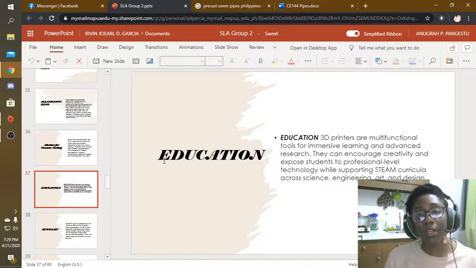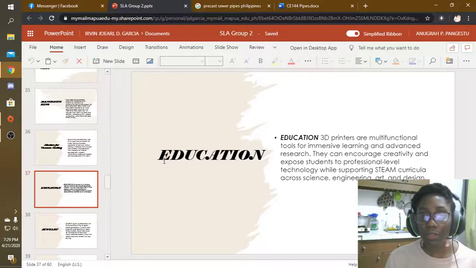Very, very important. So, education: 3D printers are multifunctional tools for immersive learning and advanced research. They can encourage creativity and expose students to professional level technology while supporting STEAM curricula across science, engineering, art, and design, just like how I've explained it. 3D printing is very, very important when it comes to education.